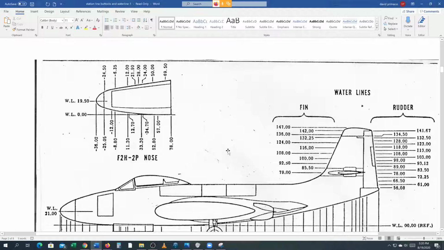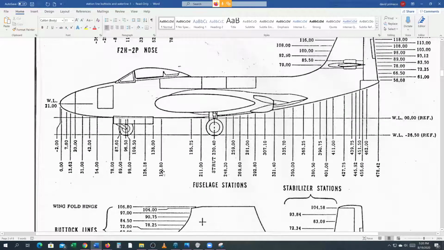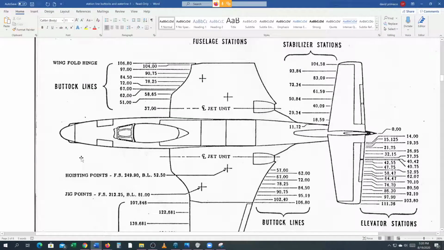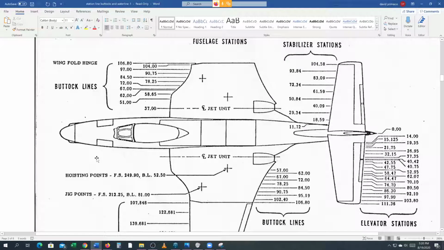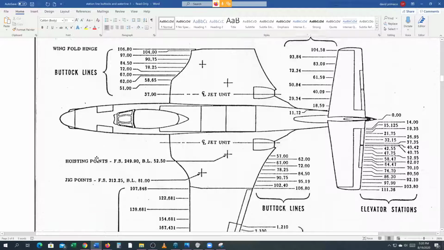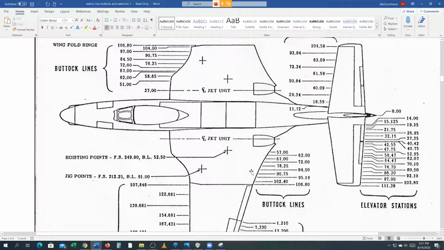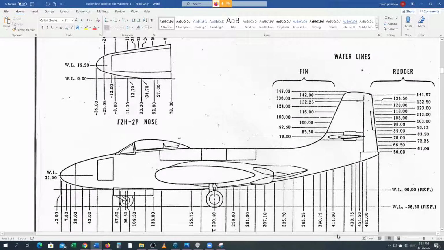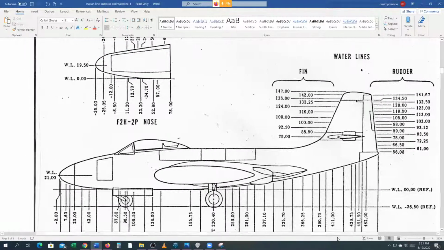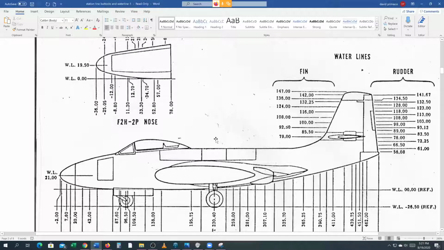So you see, do we see any station cuts here? I'm sure I'll see them somewhere. WL stands for water line. And BL stands for buttock line. Thought I saw some buttock lines here. These are your buttock line cuts going parallel to the middle section of the plane. Okay, so just a quick reference of what station line, buttock line, and water lines are.